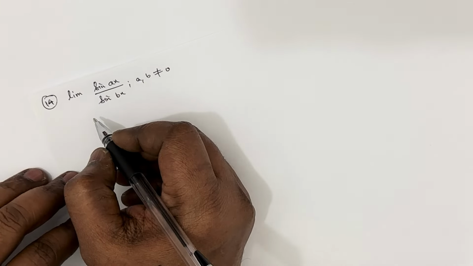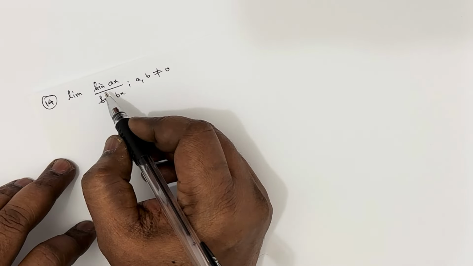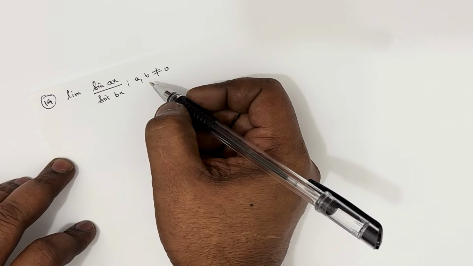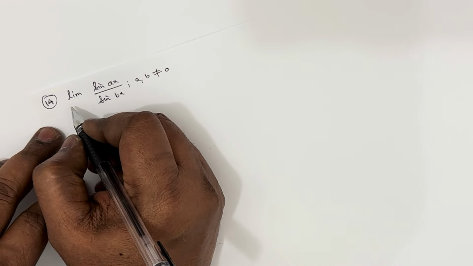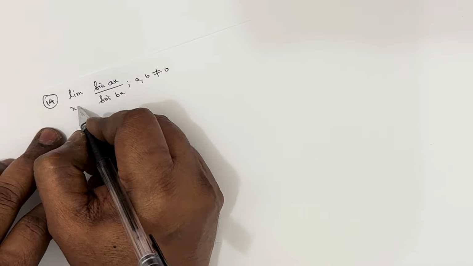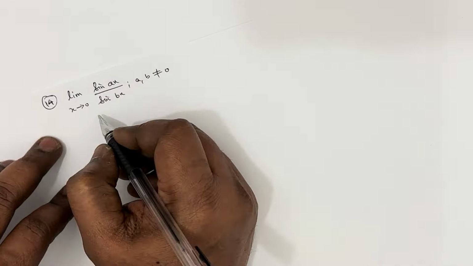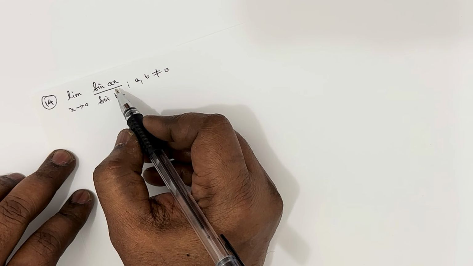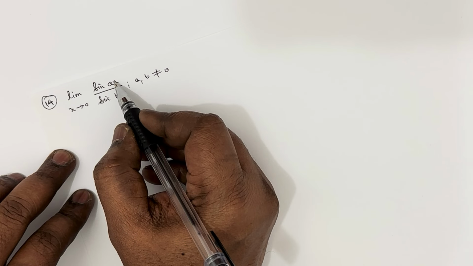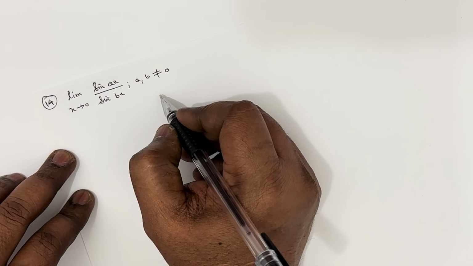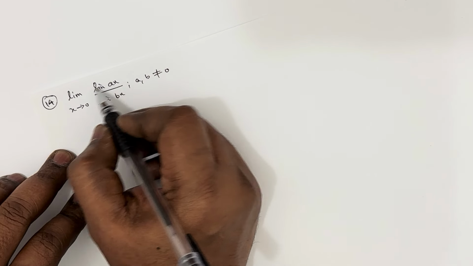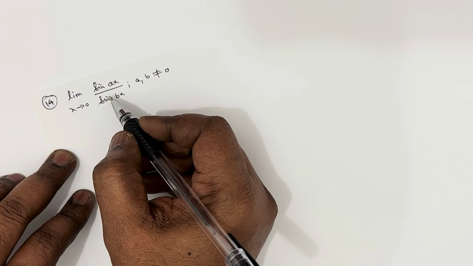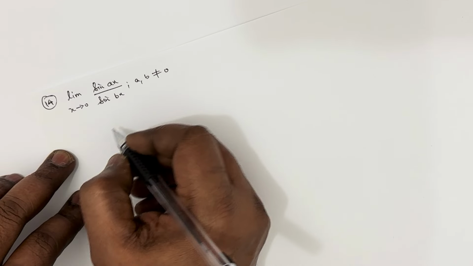Okay, let's do the 14th problem. That is limit x tends to 0 of sine ax by sine bx, where a, b not equal to 0. Now if you apply the value of 0 in both the sine ax and sine bx, it becomes an indeterminate form, sine 0 upon sine 0. So we have to change this using the theorems.